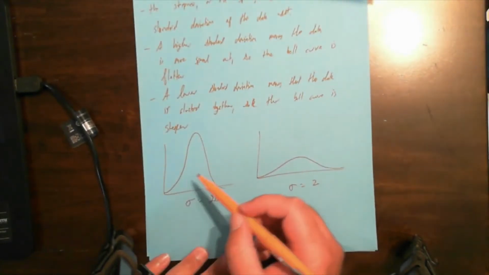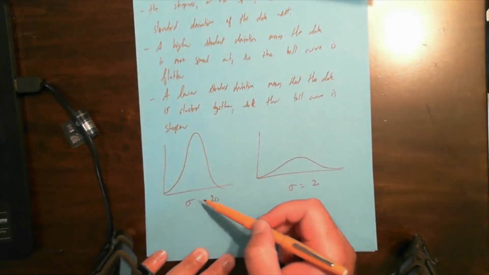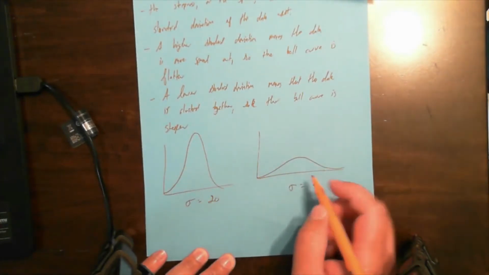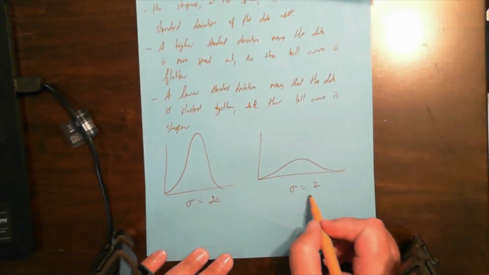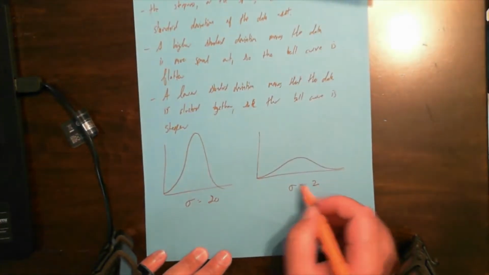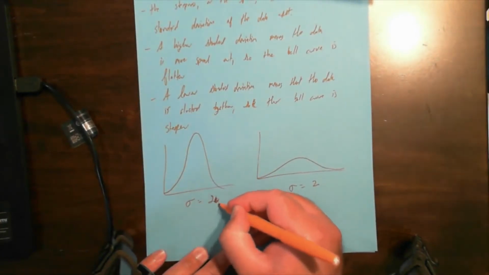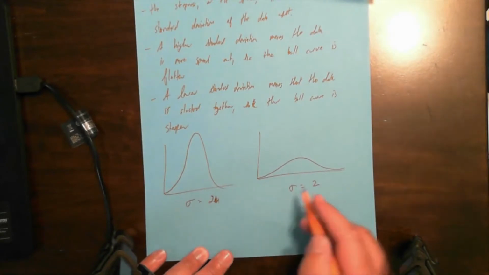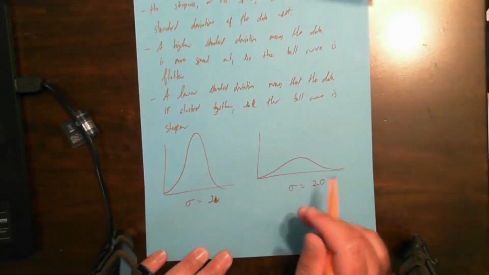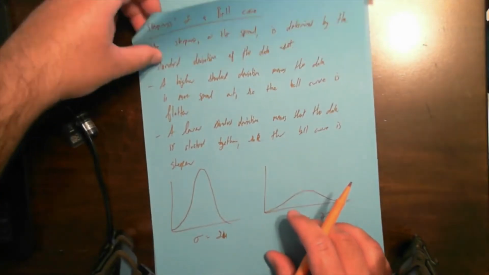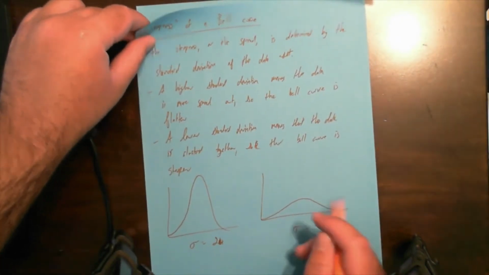So in this case, I've got a pretty steep curve here. This could be a standard deviation of 20, whereas this flatter bell curve might have a standard deviation of 2. I've got those backwards actually. So this would be a standard deviation of 2. It's close together, so a small standard deviation. This one's more spread out, so my standard deviation is 20. Okay? Larger standard deviation, more spread, flatter the curve.